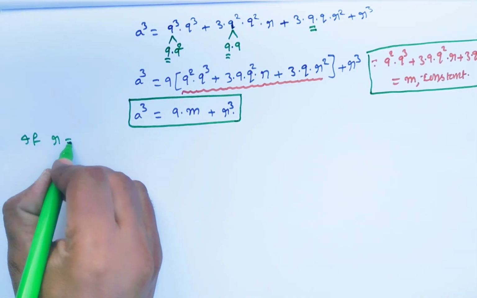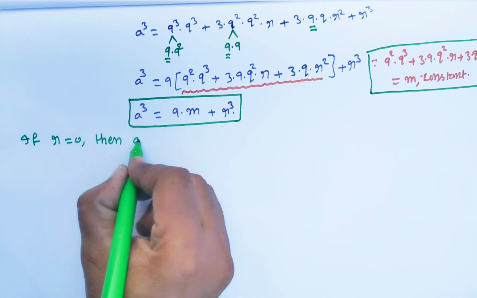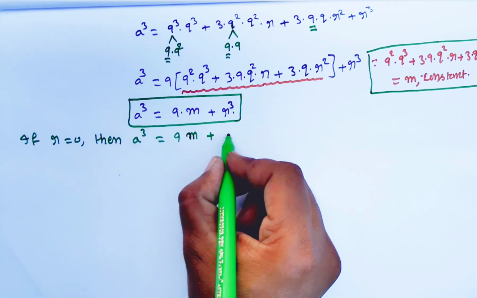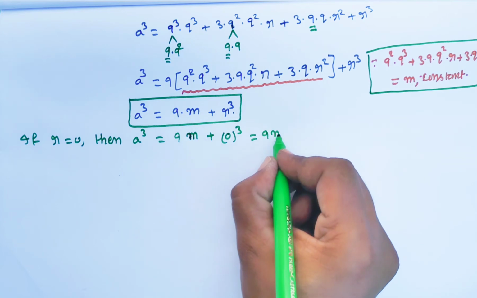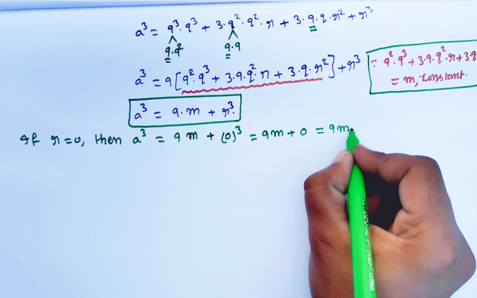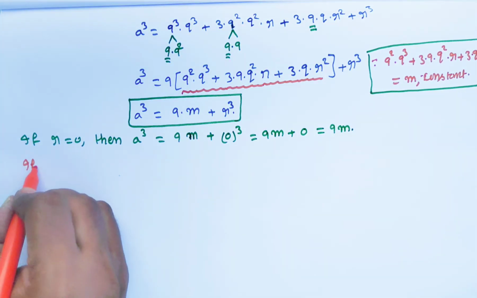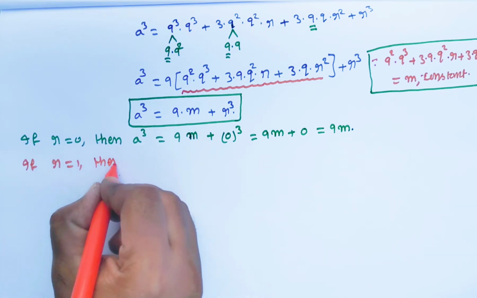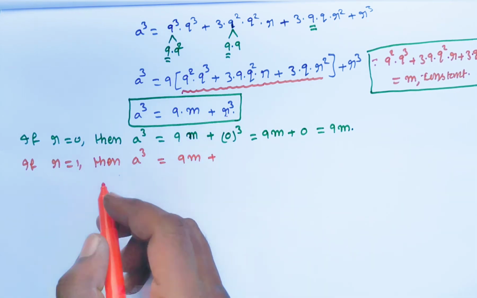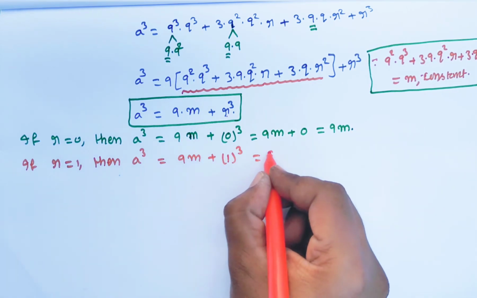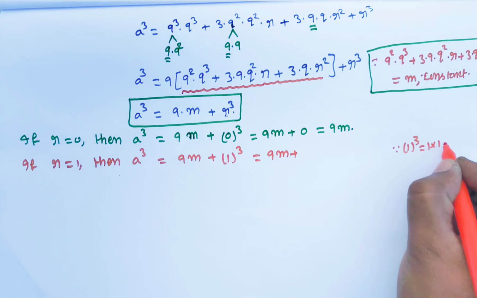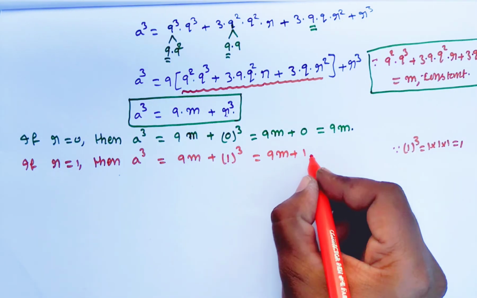If r equals 0, then a cube equals 9m plus r cube, where r is 0. So 0 cube equals 0 only, so a cube equals 9m. If r equals 1, then a cube equals 9m plus, in place of r, we write 1. So r cube means 1 cube, which is 1 into 1 into 1, that is nothing but 1 only.